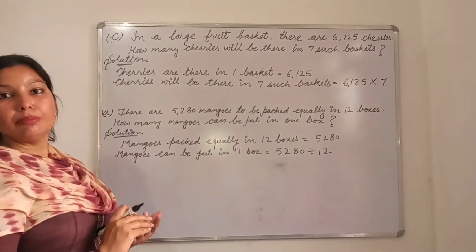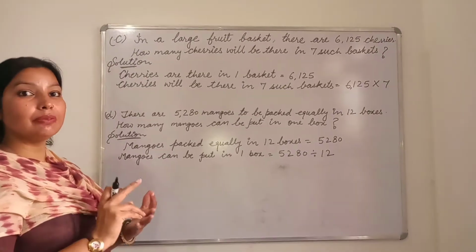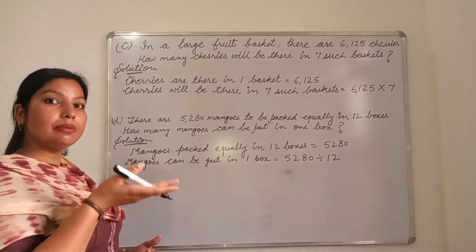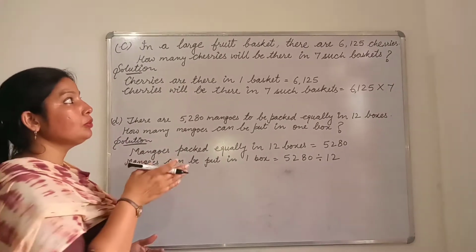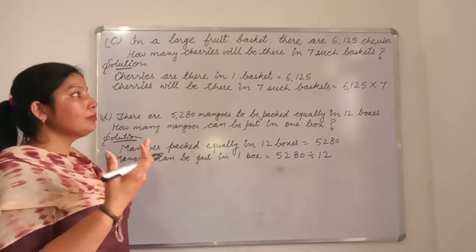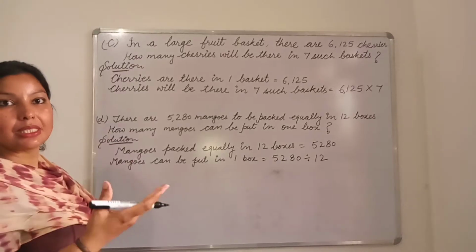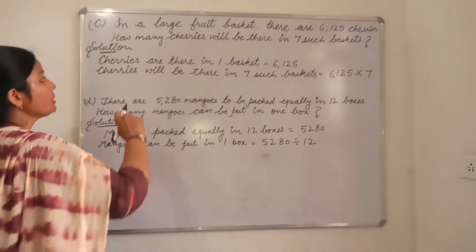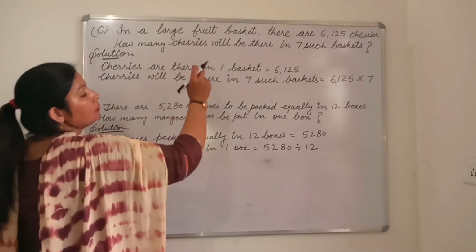We will do multiplication. Okay, if we know the value of one object and we are finding more than one, that means we will do multiplication. Now we know the number of cherries in one basket and we have to find more than one, means in the 7 baskets. For that we will do multiplication. Okay. So here is given cherries are there in one basket.